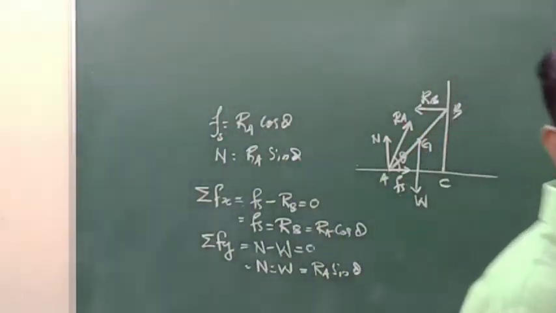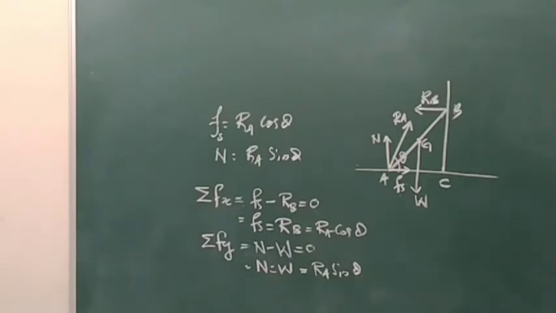Okay. So these are the conditions for translatory equilibrium. That means no net force should be acting on the ladder either in the x direction or in the y direction. Now one part of equilibrium we have discussed, that is translatory equilibrium. To complete the equilibrium of this rigid body, you have to show that the total torque acting on it is also 0.